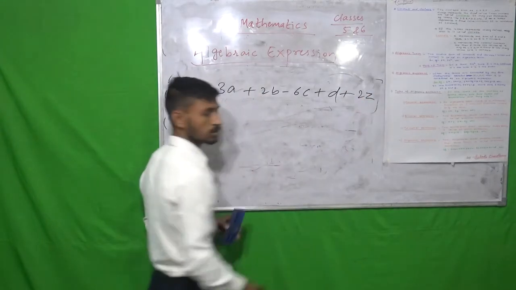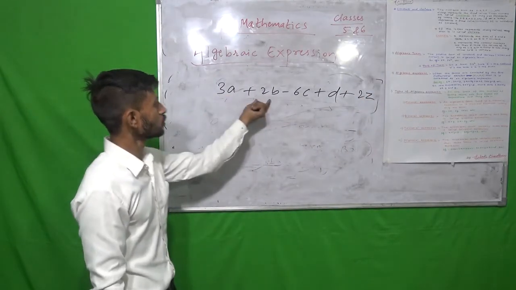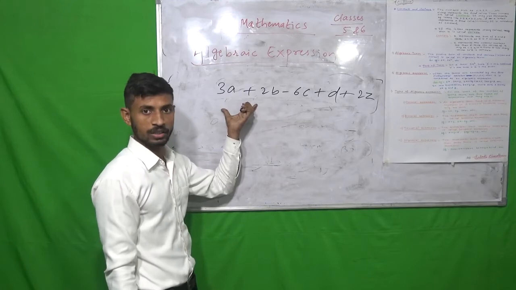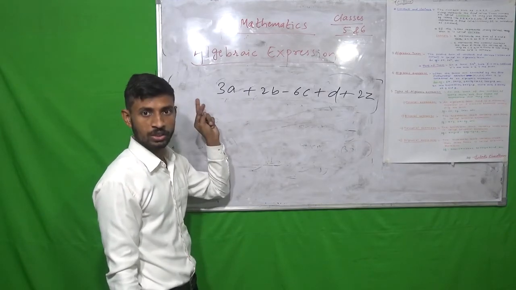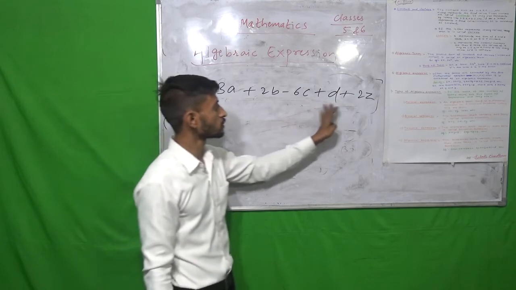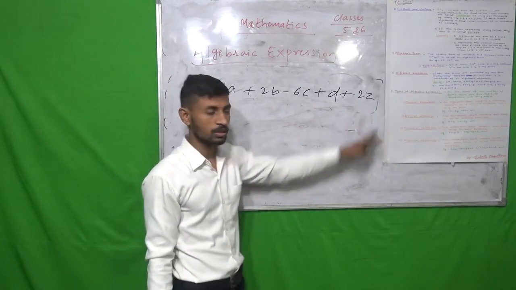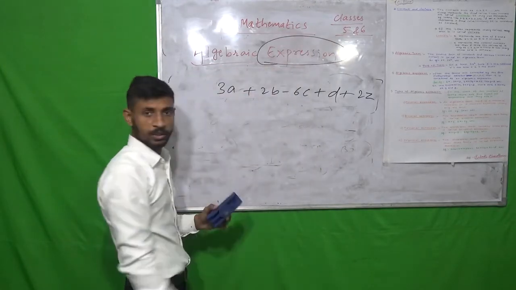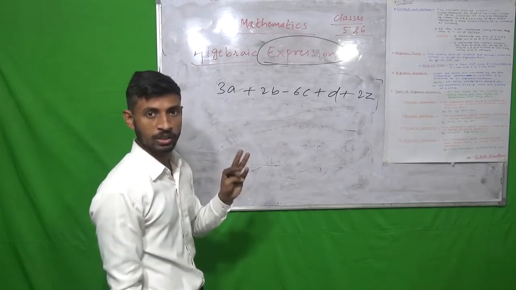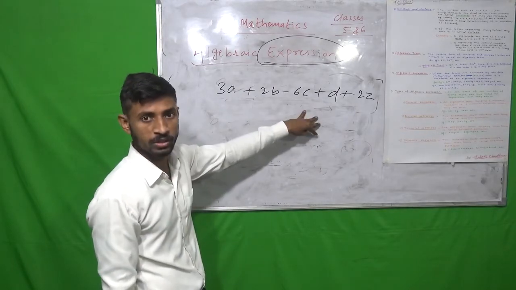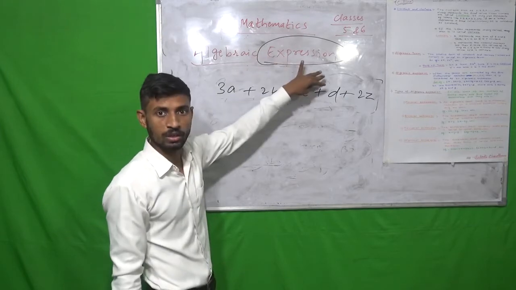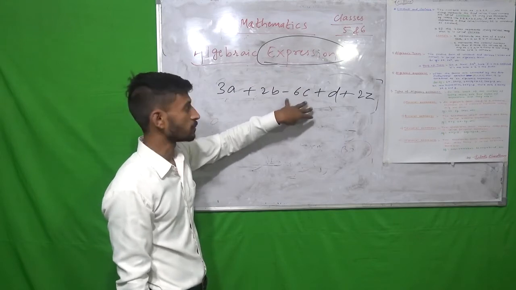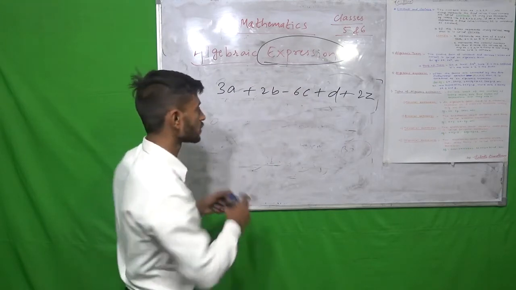Suppose 2z, 1, 2, 3, 4, 5. Previously you have seen 2 terms, 3 terms, 1 term, and here more than 3 terms also, 4 terms, 5 terms, like this. So expressions are of different types: sometimes only one term, sometimes 2 terms, 3 terms, 4 terms. So expressions also have types, according to the number of terms.